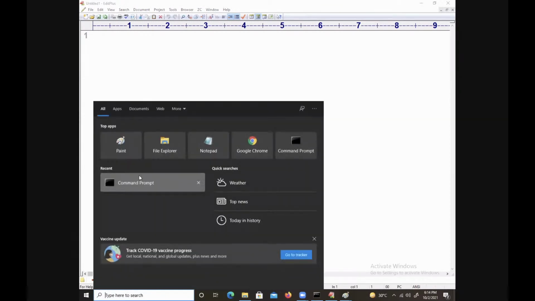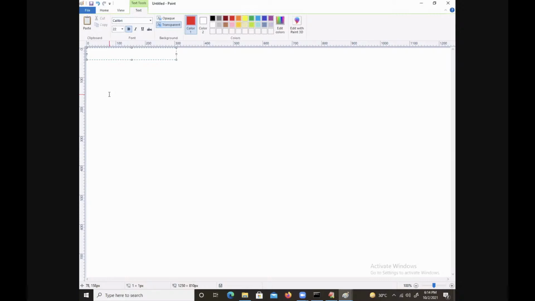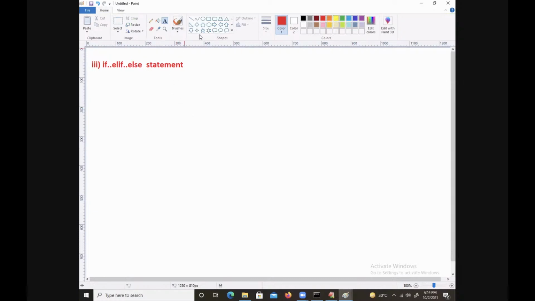I will explain this in the same diagrammatic, colorful format. Okay, students, let us move to the if elif statements. I am going to explain the if elif else statement here. So try to understand more clearly. Now I am going to describe the if elif kind of statement.